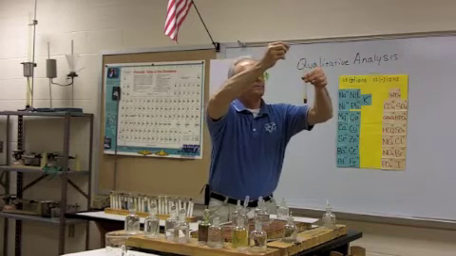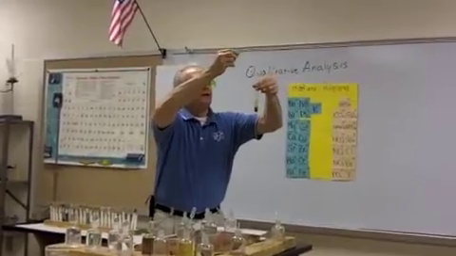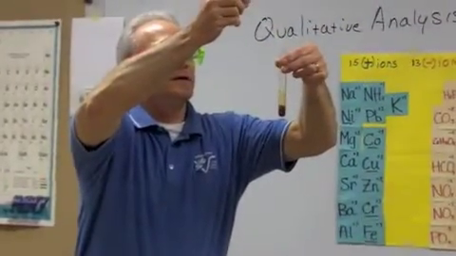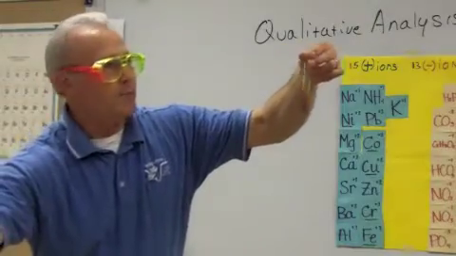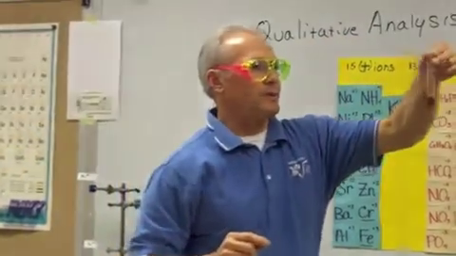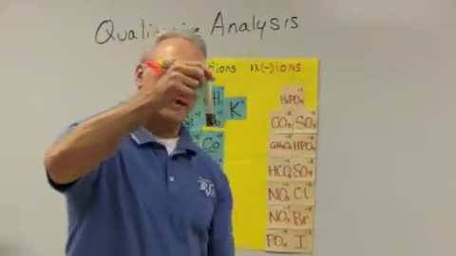It's getting darker. There's 3, 4, 5. It's getting darker yet. 6, 7, 8, 9, and 10. We do get a brownish jelly-like precipitate forming here. So what we want to do is go ahead and record this in our data table.